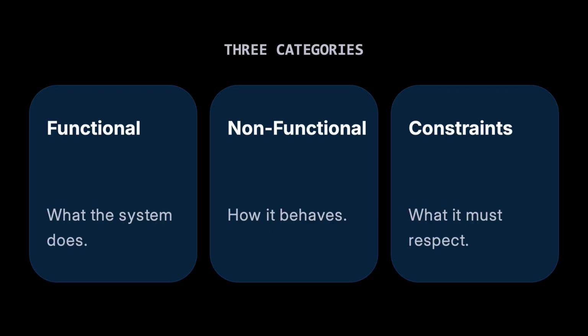Requirements typically fall into 3 categories. First, functional requirements. They describe what the system does. Then non-functional requirements, which describe how it behaves. So the performance, reliability, safety, or security. And then third, the constraints, which come from regulations, technology choices, or the operating environment.